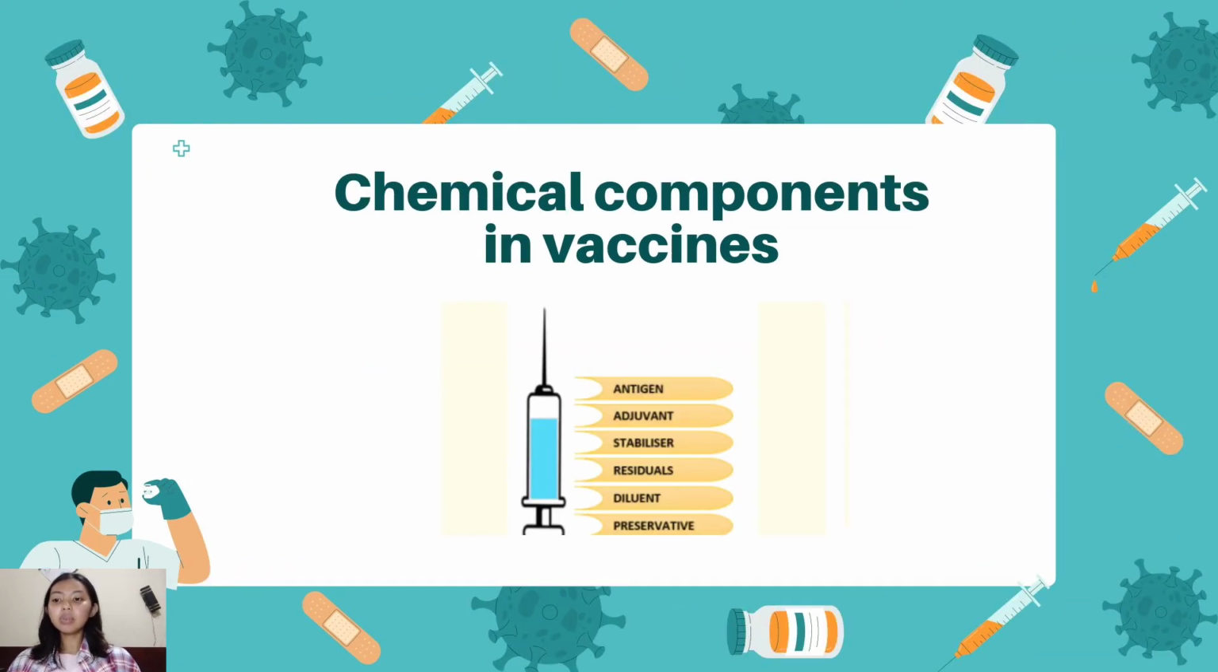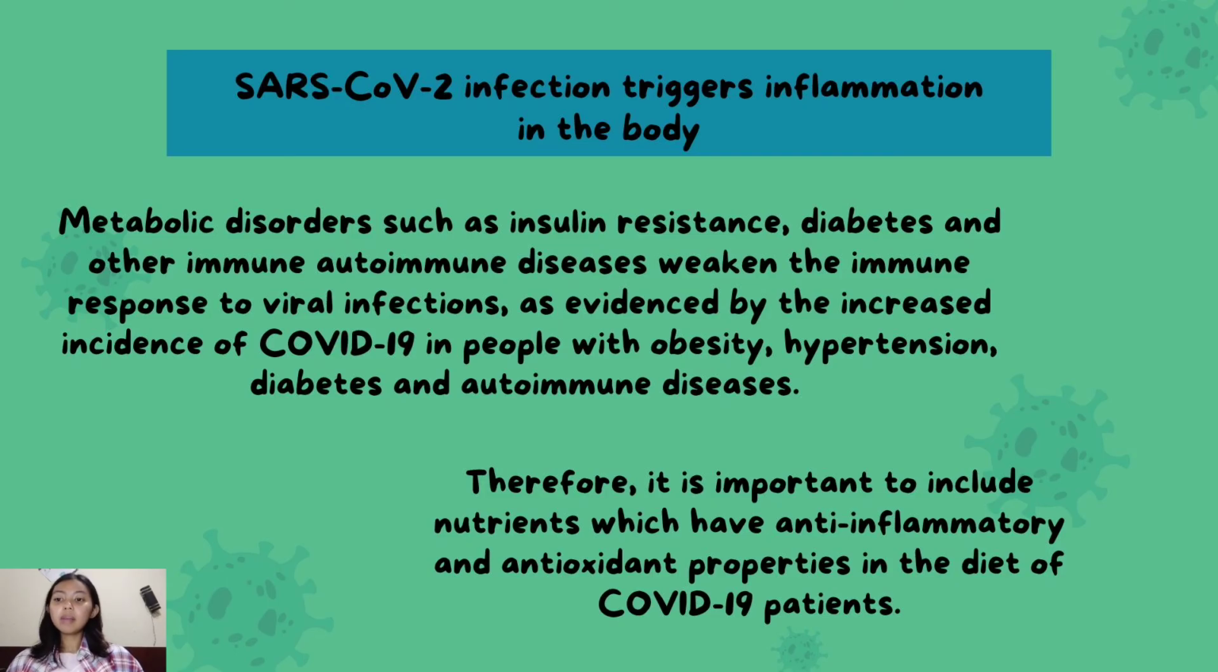Okay, the antigen, which is the primary component of a vaccine, can be a protein or any other part of the pathogen, or even the entire pathogen itself in either live or dead form. Apart from the antigen, vaccines contain other chemical components such as adjuvants, stabilizers, diluents, and preservatives. Nutritional chemistry is the process of analyzing the biochemistry of the human body to solve health problems.